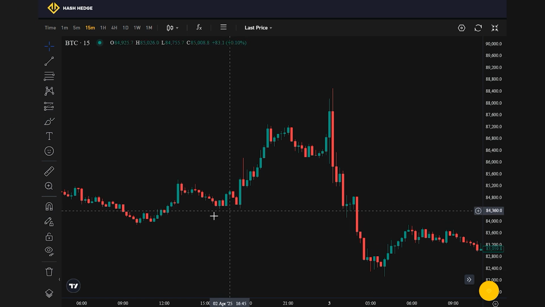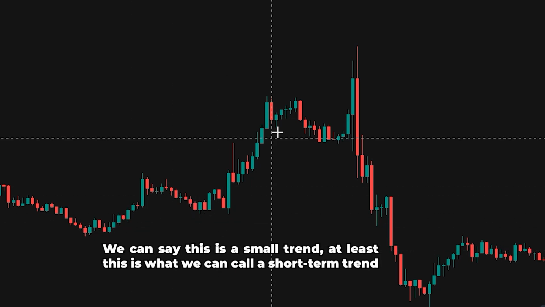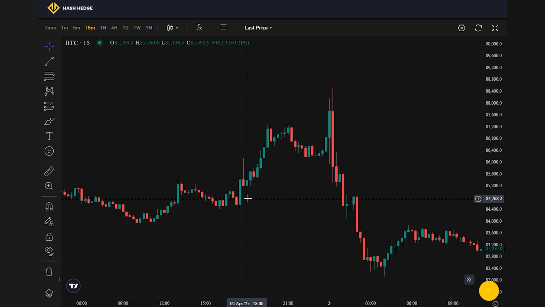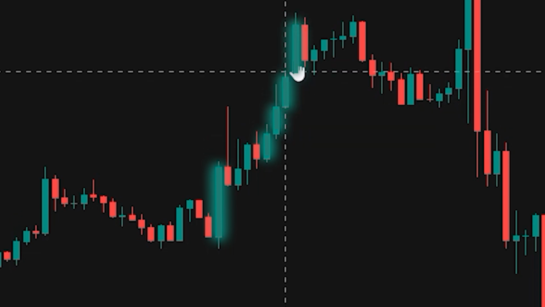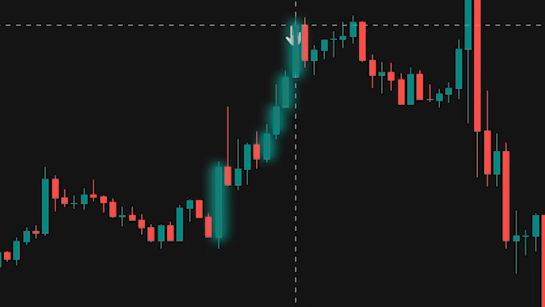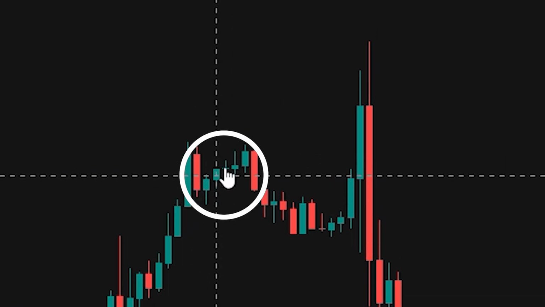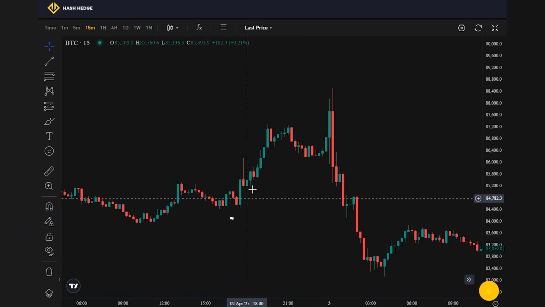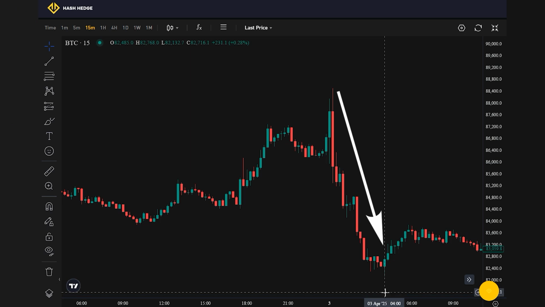Less clearly, but we can also see this with this short-term small uptrend, right here. We can say this is a small trend, at least this is what we can call a short-term trend, and again, we see the same pattern here. We have a long candle. Long, smaller, smaller, smaller. There's an anomaly here, a price spike. But again, the candle is smaller, even smaller, even smaller. This means that the momentum, which was at this point, has been lost by now, and we are waiting for a correction. And we can see from the chart that what's next for us is actually a whole trend reversal.